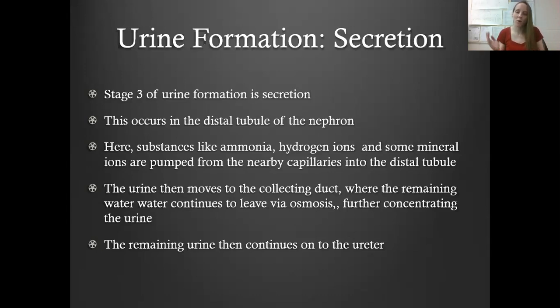There is some water that can continue to leave the collecting duct, so the urine becomes more concentrated. There's less water and more ions. And then all of that urine gets carried from the collecting duct to the renal pelvis, where a whole bunch of collecting ducts will branch together to form the ureter.